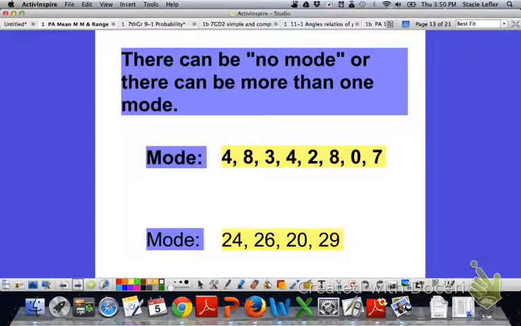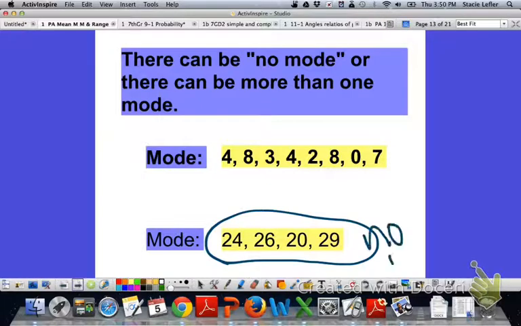So in the ones that we've had, there were no modes, just like this one down here. Nothing appears the most often. They all tie at showing up once. So we would say that there's no mode.